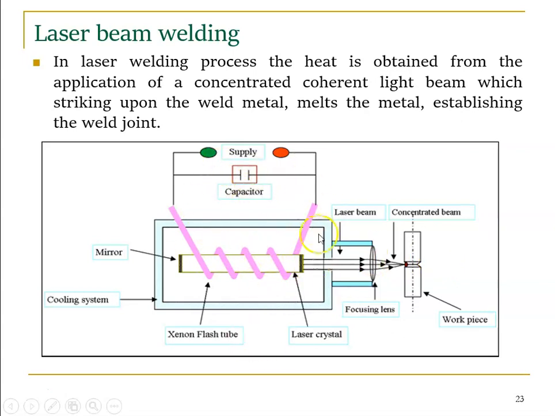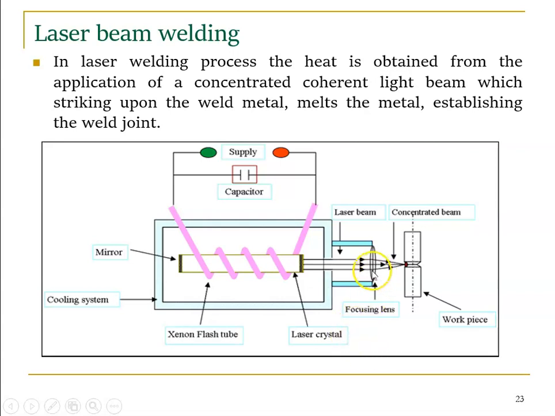So this is the image of laser beam welding. So we have one casting, I mean one housing part. Inside the housing we have one tube, right. This is like a xenon flash tube. The end of the xenon flash tube is connected with the mirror, right. And we join the xenon flash tube with the laser crystals, right. So if you supply the electricity, the beams are generated. That beam is focused with the help of the mirror, and it will pass on to the weld parts, the laser beam. So this is what laser beam welding is.